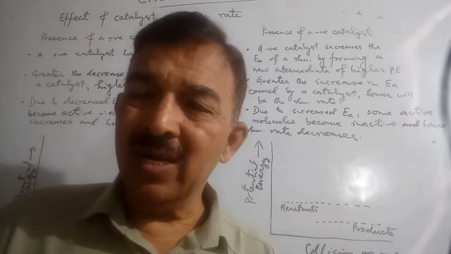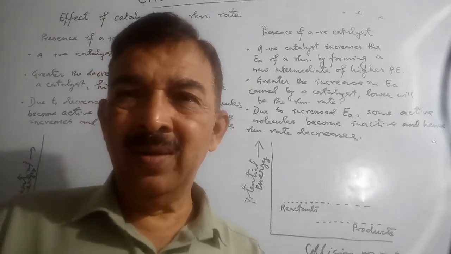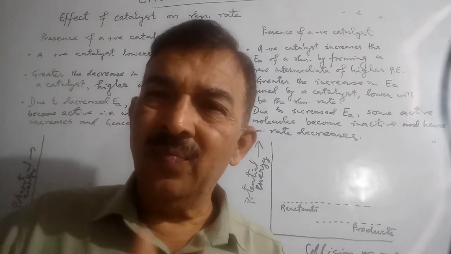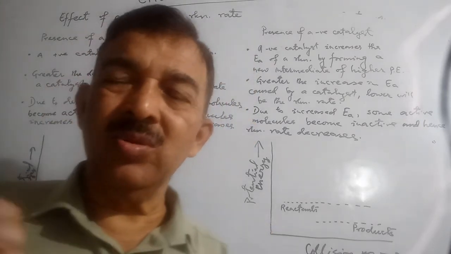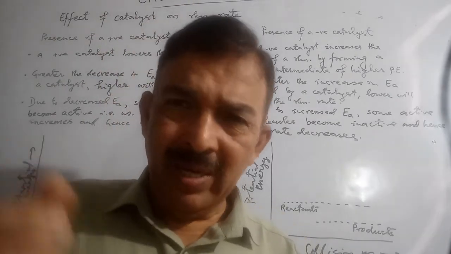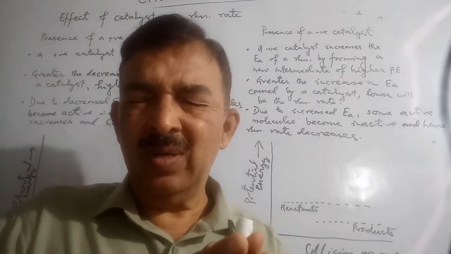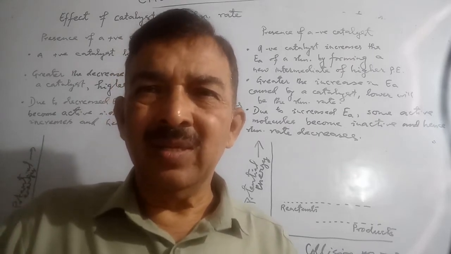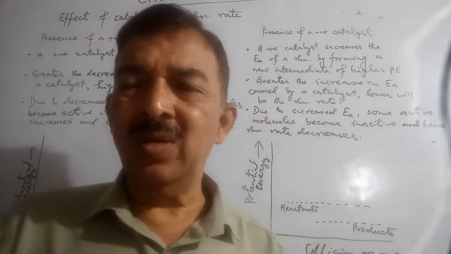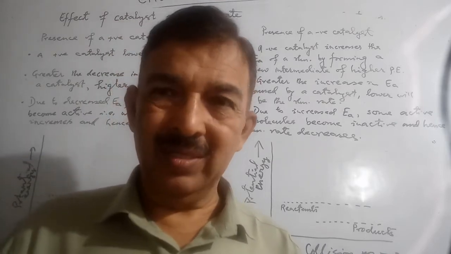Then if a catalyst decreases the reaction rate, it is called a negative catalyst. An example is hydrogen peroxide. Hydrogen peroxide decomposes to give water and oxygen. But if there is glycerol or phosphoric acid, then the decomposition of hydrogen peroxide is retarded or decreased. So here in this case, glycerol or phosphoric acid is called a negative catalyst.